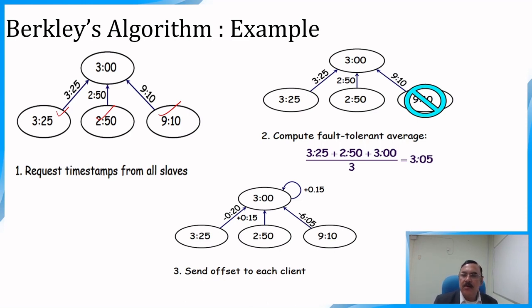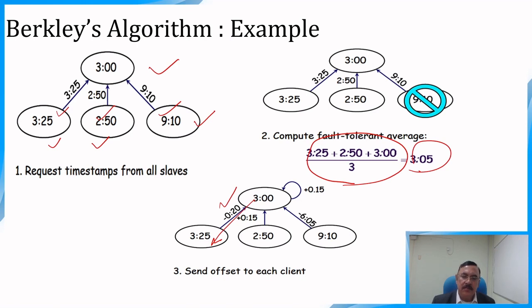It will compute the fault-tolerant average here in this case by taking all three clock values, and now it will not use the outlier, that is, 9 or 10 is an outlier compared to 325, 250 and 3. So, in the average it will take only the relevant times, and outliers will be eliminated in Berkeley's algorithm. And once it has calculated 305, it will then send the offset. It will send to the 325 clock the adjustment of minus 20. Similarly, in the other case it will be plus 15, because 215 to 305 needs an increase, and it will reduce the other one by the appropriate offset here in this case.